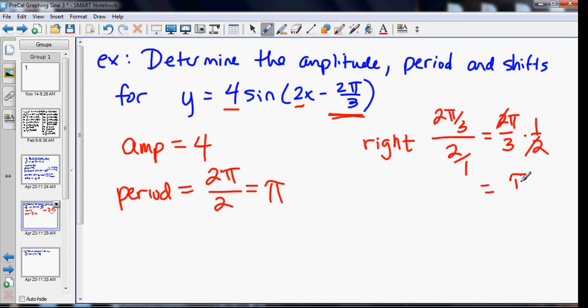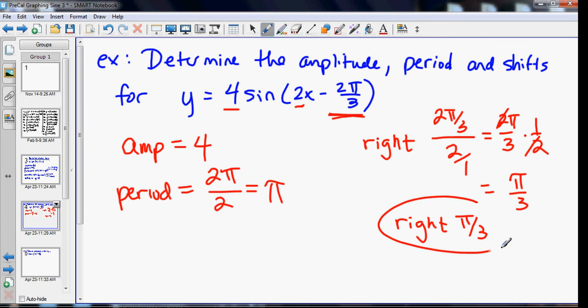Okay, next example, we want to determine the amplitude, the period, and the shift for this function. As far as the directions, that's going to be the same for all of these, so don't feel like you have to rewrite determine amplitude, period, and shift every time. That's going to be the directions for all of these. So you can save some time, just write the equation.